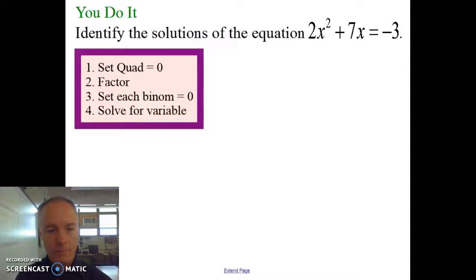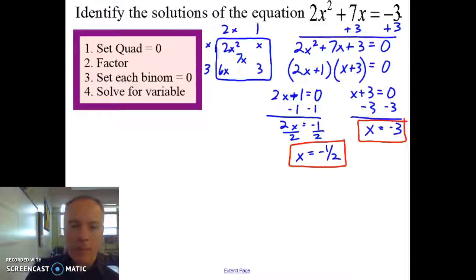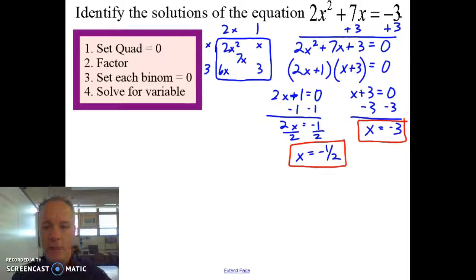Okay. Solutions end up being x equals -1/2 and x equals -3. Notice I added 3 to both sides to set it equal to 0. Then I factored. I used the box to help me organize my thoughts. And then finally, set each binomial equal to 0 and then solve for the variable.